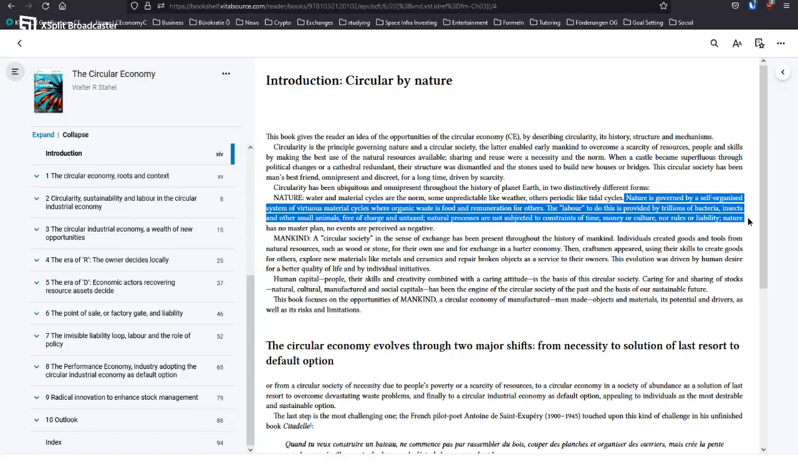Natural processes are not subject to constraints of time, money, or culture, nor rules or liability. Nature has no master plan. No events are perceived as negative.